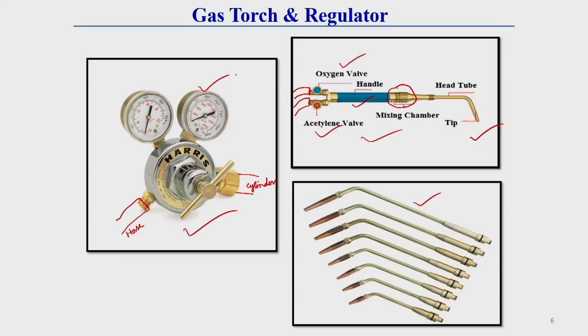One regulator represents the gas pressure inside the cylinder, and another regulator represents the working pressure. That means the pressure supplied to the torch tip is represented by that indicator. This is the detailed view of a regulator.